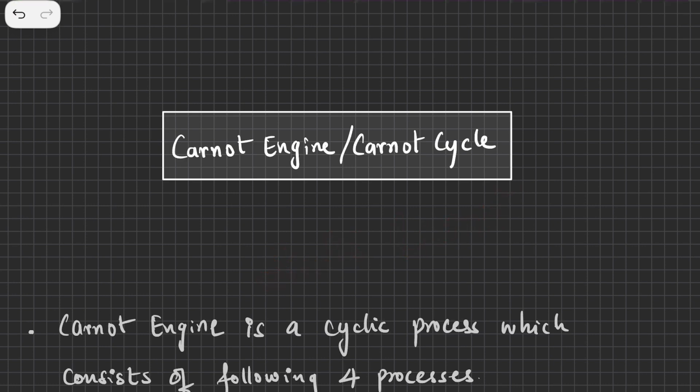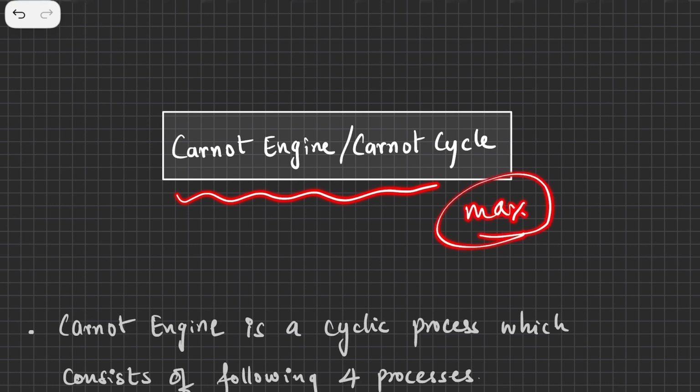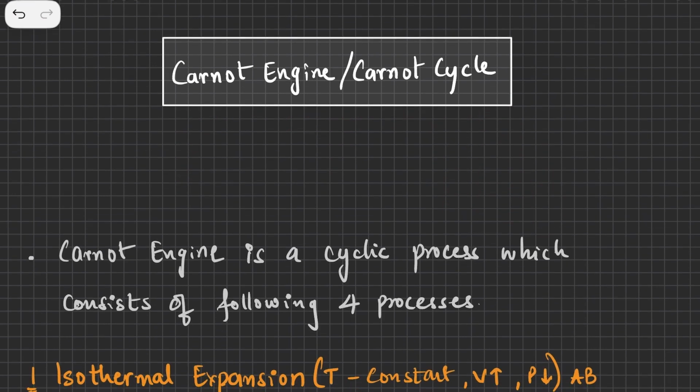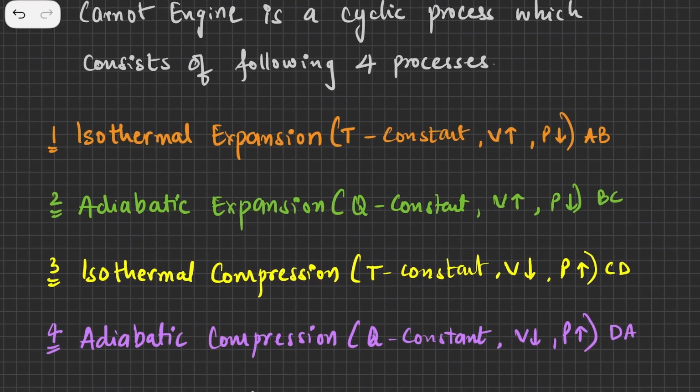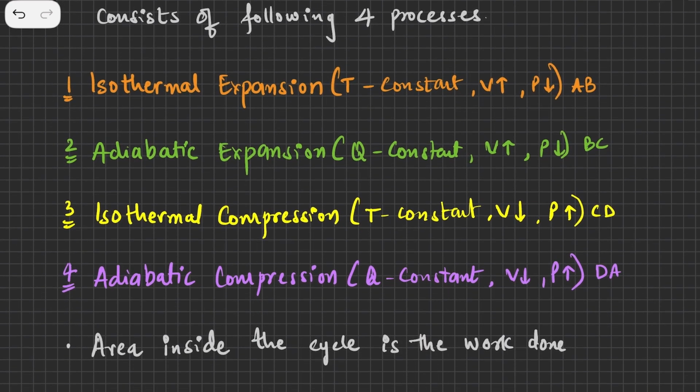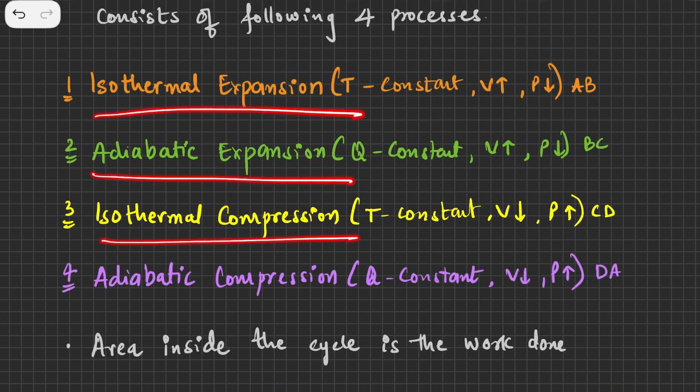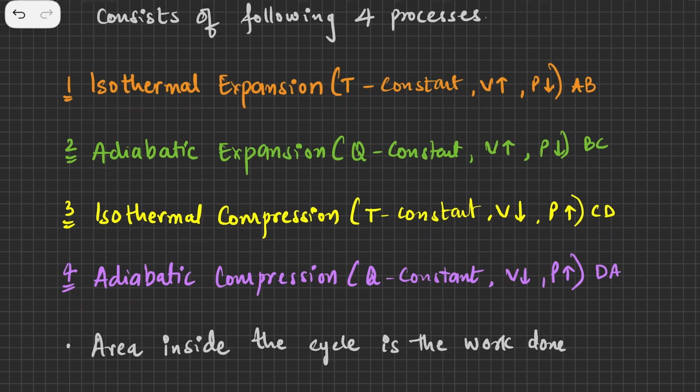Now why are we studying Carnot cycle or Carnot engine? First of all is that because the efficiency of Carnot engine or Carnot cycle is maximum. Because the efficiency of Carnot cycle or Carnot engine is maximum, it makes it so special. So let's say we have four processes included here, and I have written all the four processes in different colors: isothermal expansion, adiabatic expansion, isothermal compression, and adiabatic compression. These are the four processes. Now let's see one by one in detail.